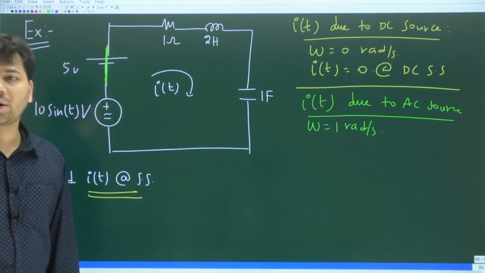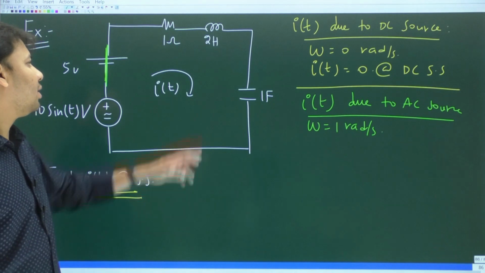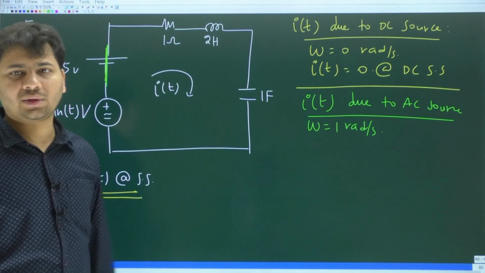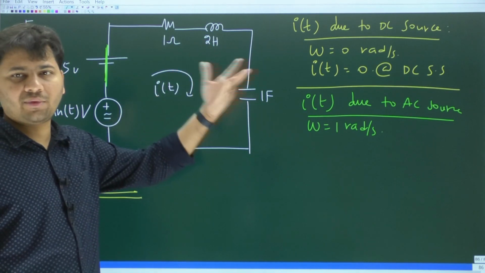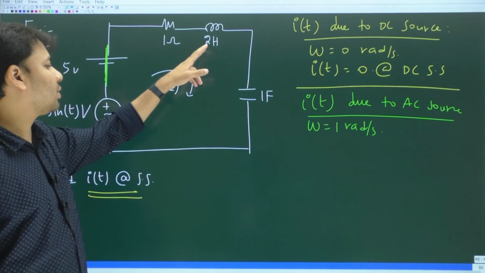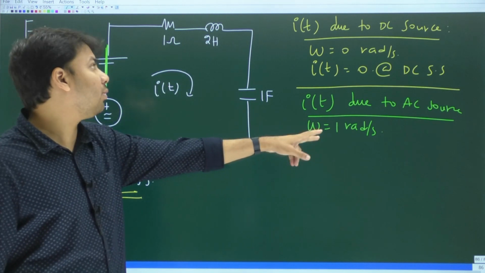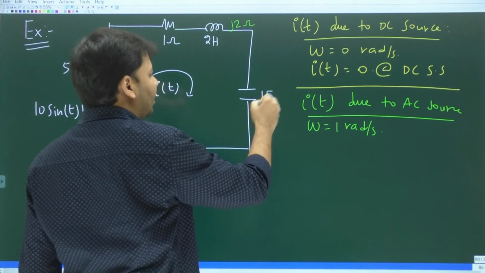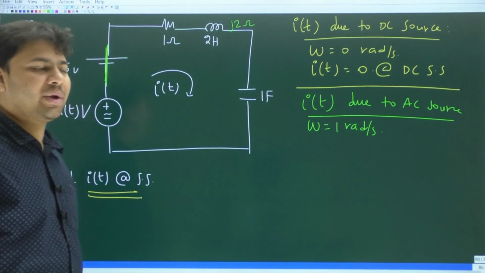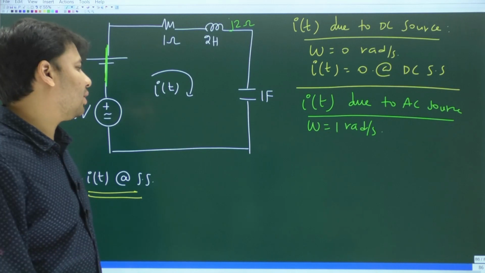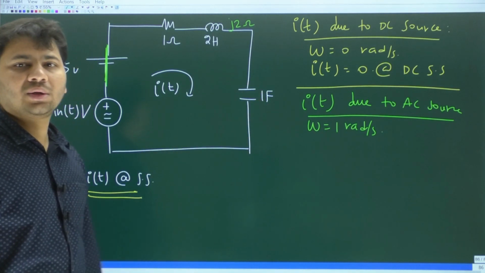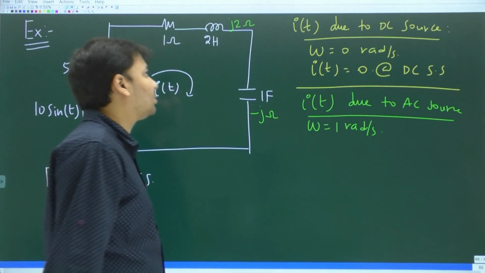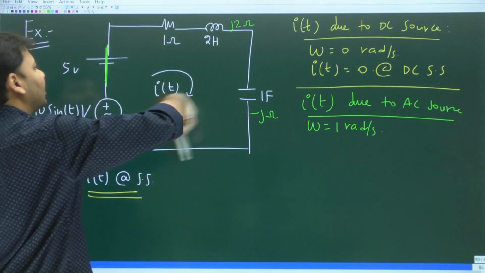Now at this operating frequency of 1 radian per second, what is the impedance of the inductor? What is the impedance of the capacitor? We are doing the analysis in the phasor domain, so replace every element with its impedance value. J omega L, J into 1 into 2, so it is J2 ohms. For the 1 farad capacitor, it is 1 by J omega C. Omega is 1, C is also 1, so it is simply 1 by J, which is minus J ohms.